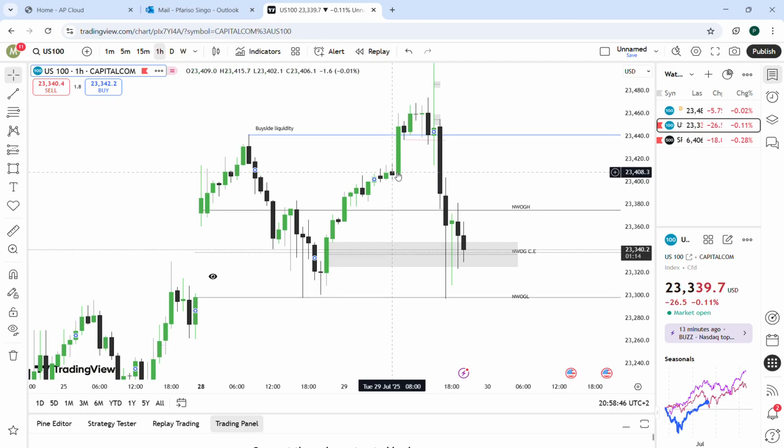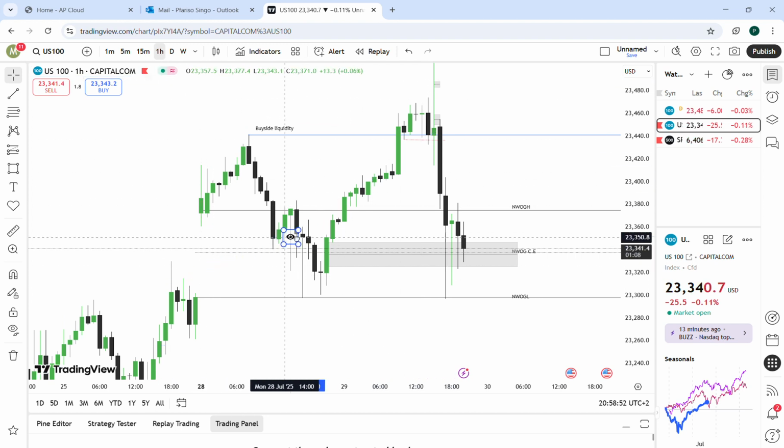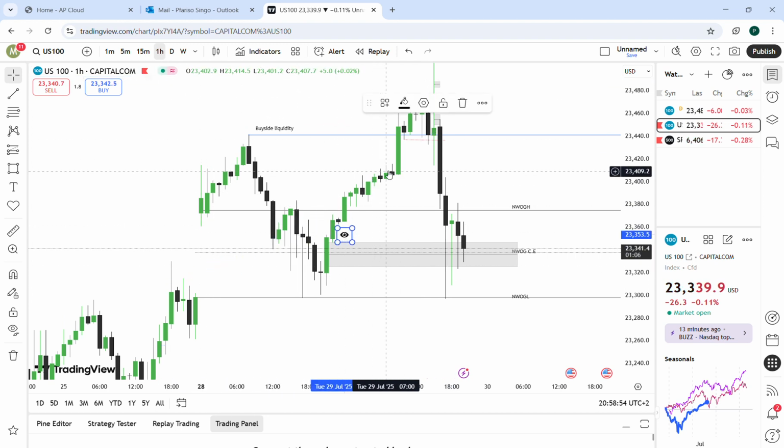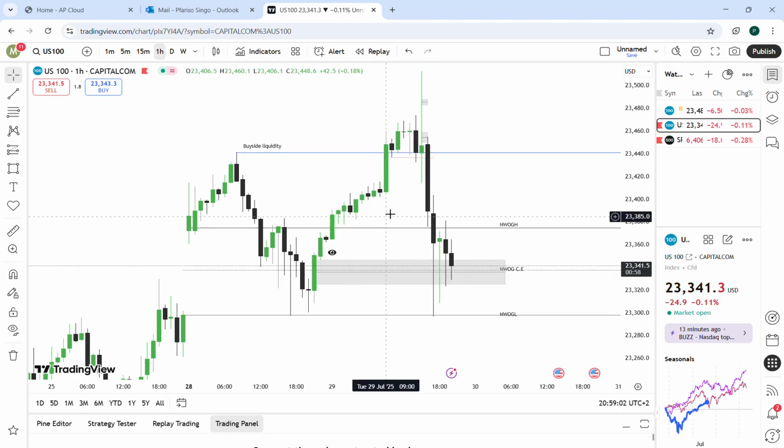The initial idea was for the market to just trade below here and then go higher, right? That's what this eyeball is there for. I wanted price to come back here, then around when the New York opens, I'm just going to open a long position, right?